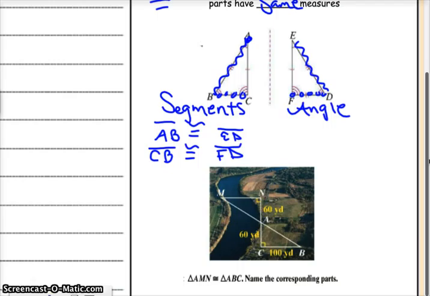And segment AC is congruent to what? EF. Segment AC is congruent to segment EF. Okay, not too bad. Only halfway done. Now I need to talk about angles, and that's when it gets confusing.